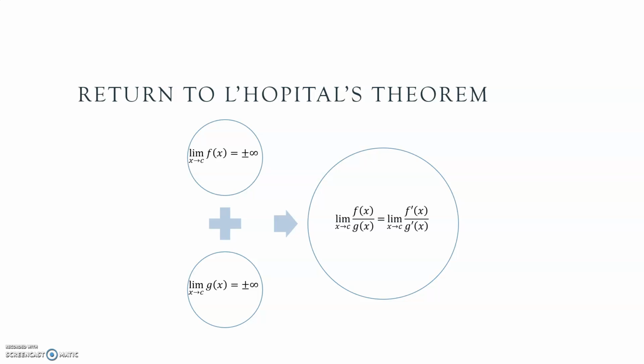The good news, too, is that you can use L'Hopital's rule when you have positive or negative infinity over positive or negative infinity. So it doesn't have to be 0 over 0. It could also be infinity over infinity. Those are the two indeterminate forms that you can use for L'Hopital's rule. If you don't have that, then you can't use L'Hopital's rule.